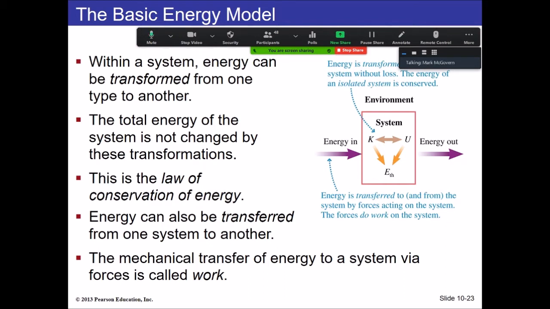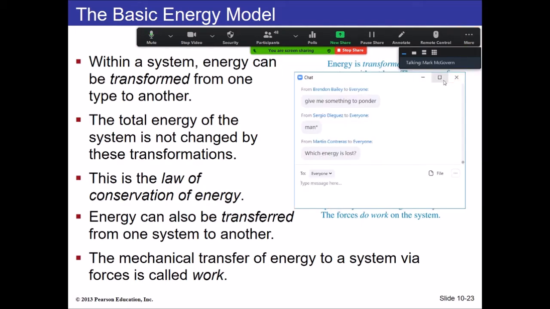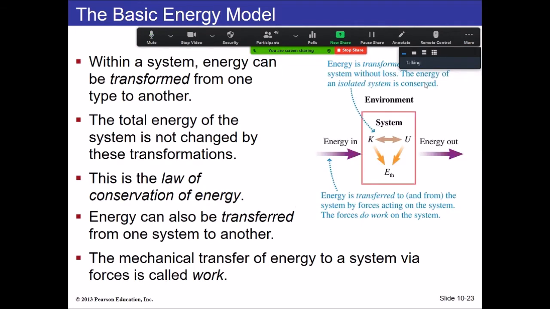You can actually also have the environment interact. The energy can be put into the system or it can be removed from the system. Okay? So there's a lot, and we're going to be working with this energy model quite a bit. For the next several lectures, we're going to be working on the energy model over and over again. Let me give you an example of this.